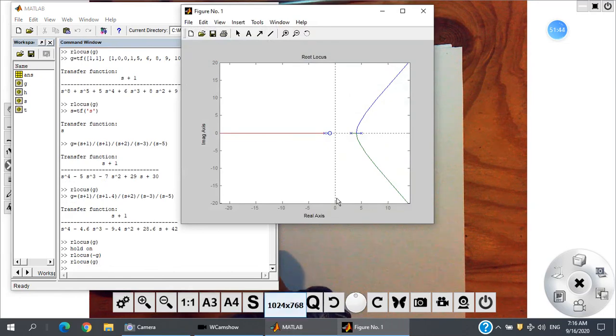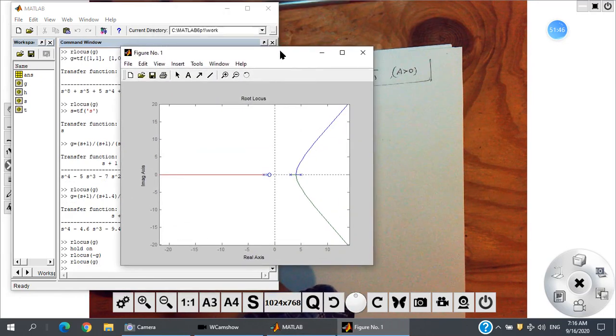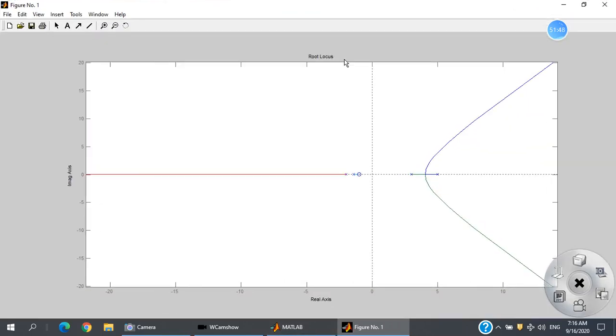Okay, let's look at the graph here. Here we have something important. You see, this point is a special point. We call this a break point. So what is the meaning of the break point?